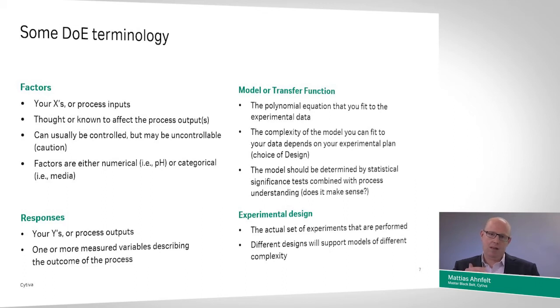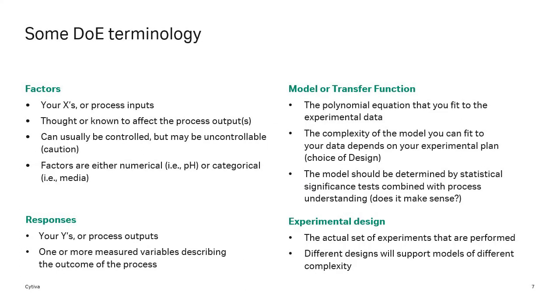Or we could take a leaner approach to the number of experiments we do. If we do as few experiments as ever possible, we're maybe only going to be able to fit a linear model. So we would maybe not be able to quantify interaction effects or curvature and so on. So for experimental design, we have a range of how many experiments we use, and that connects directly back to the model transfer function: how complex a polynomial will we be able to fit to our data.